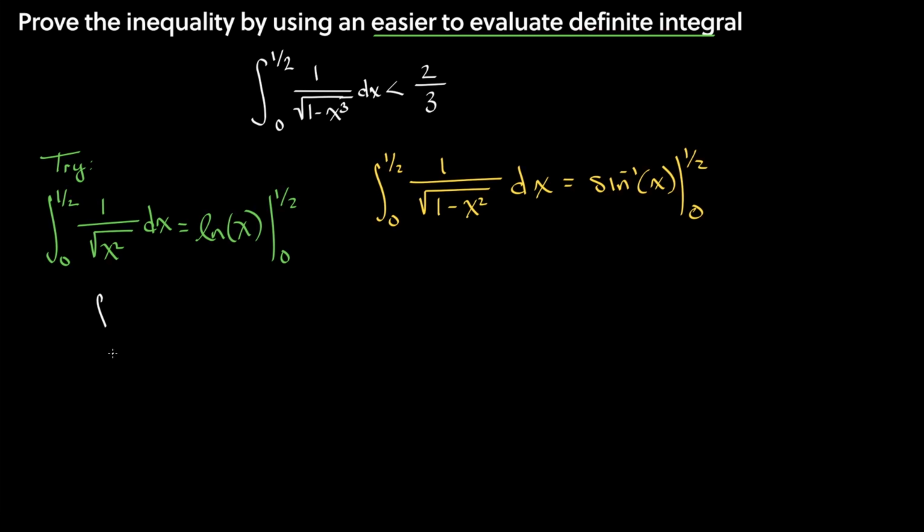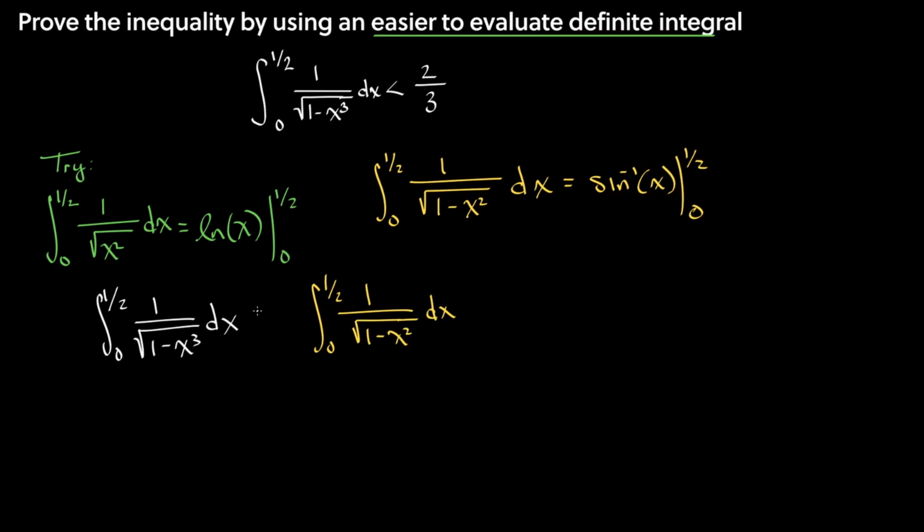That's our first step, proving that the integral from 0 to 1/2 of 1 over the square root of 1 minus x cubed dx is less than this other integral that we just found, the integral from 0 to 1/2 of 1 over the square root of 1 minus x squared dx. If we can prove that to be true, we can go to the next part of this problem, but we need to first establish this.